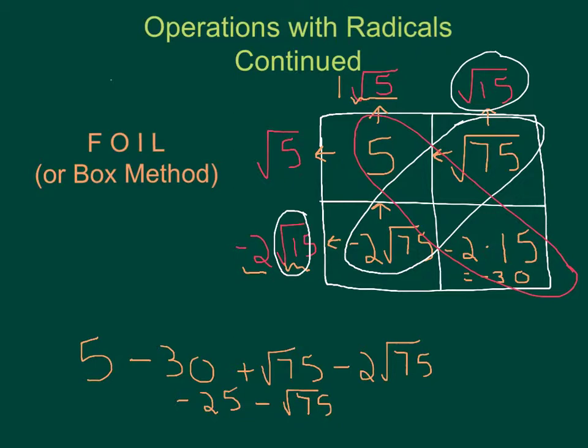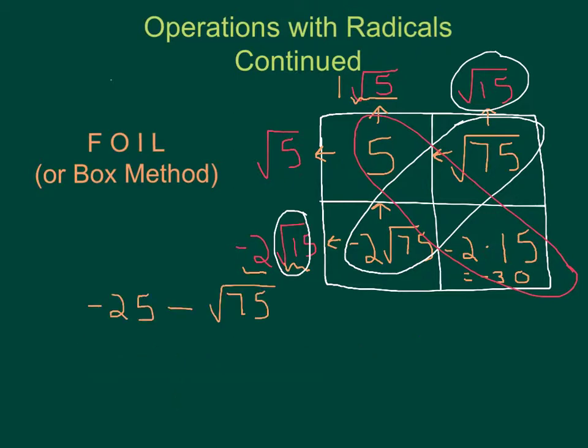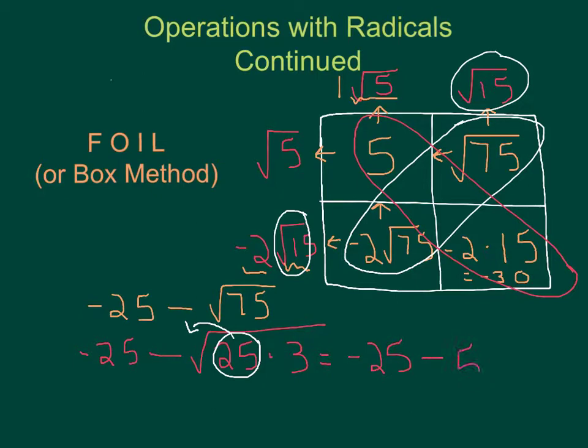However, we are not done because the square root of 75 is not simplified. Okay, so we have to simplify that square root of 75. So I still have negative 25 minus, let's break up 75 into 25 times 3, where 25 is a perfect square and the square root of it is 5. That comes out in front. So now I have negative 25 minus 5 square root 3. Now that right there is my final answer.